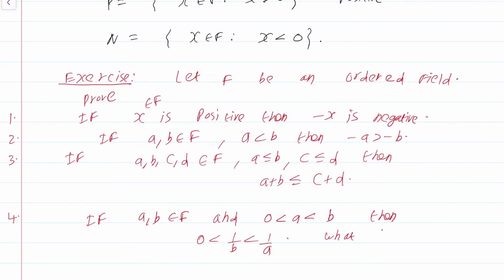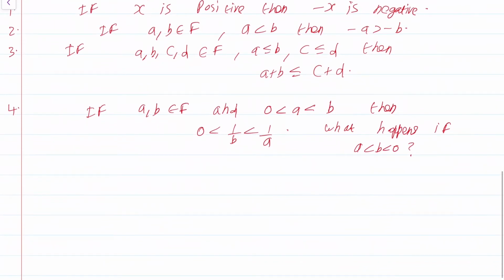What happens if you had a less than b less than 0? Think about what happens in this scenario. Another exercise is show that x is greater than y if and only if x minus y is greater than 0. Okay.